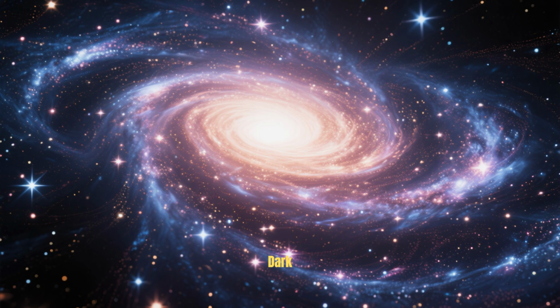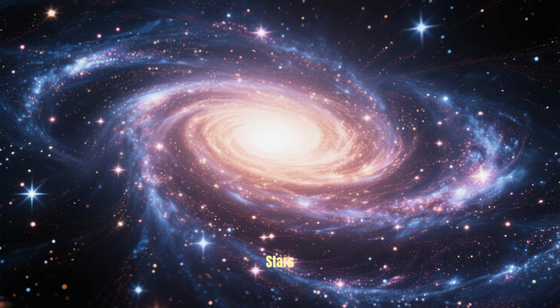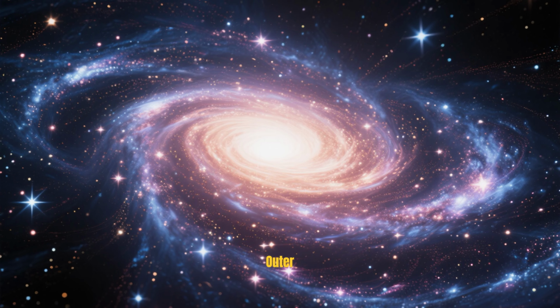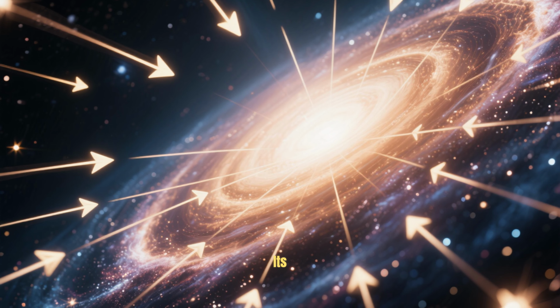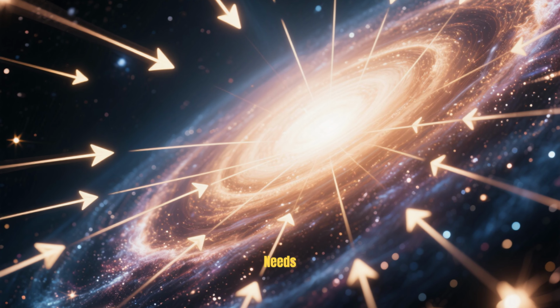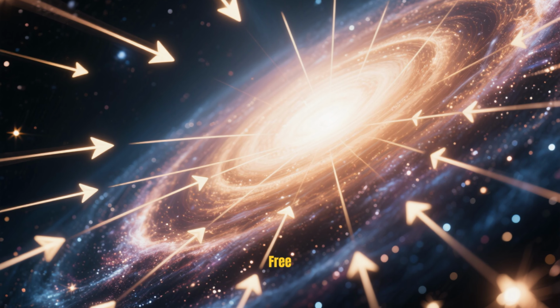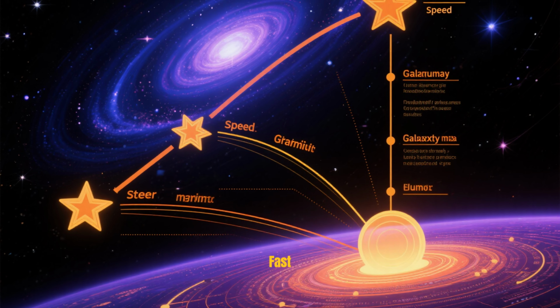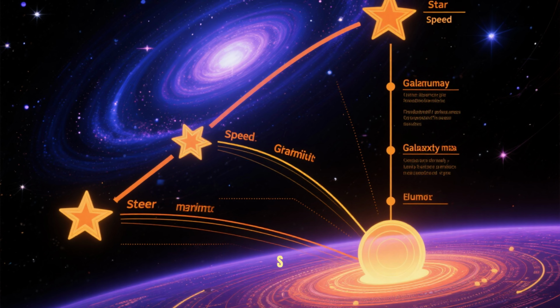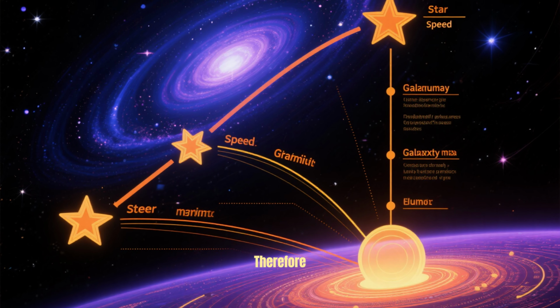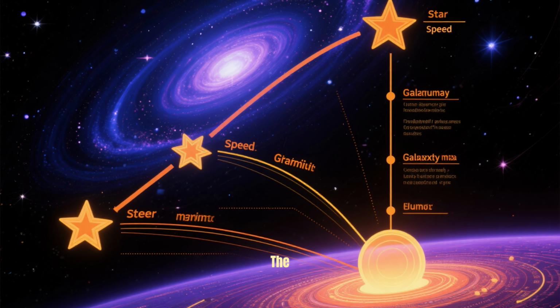If there was no dark matter, then the outermost stars would just drift off into outer space. And if a galaxy has more mass, then its gravity is stronger and it needs more speed to break free. So by measuring how fast a star is moving, we can work out how much the galaxy's gravity is affecting it and therefore how much mass there is in the galaxy.